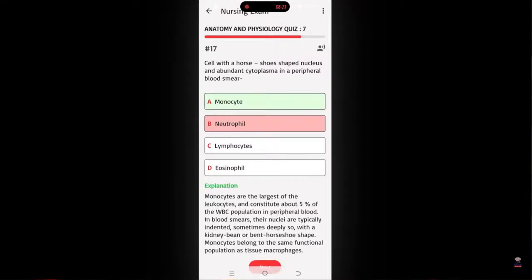Monocytes are the largest of the leukocytes, and constitute about 5% of the WBC population in peripheral blood. In blood smears, their nuclei are typically indented, sometimes deeply so, with a kidney bean or bent horseshoe shape. Monocytes belong to the same functional population as tissue macrophages.